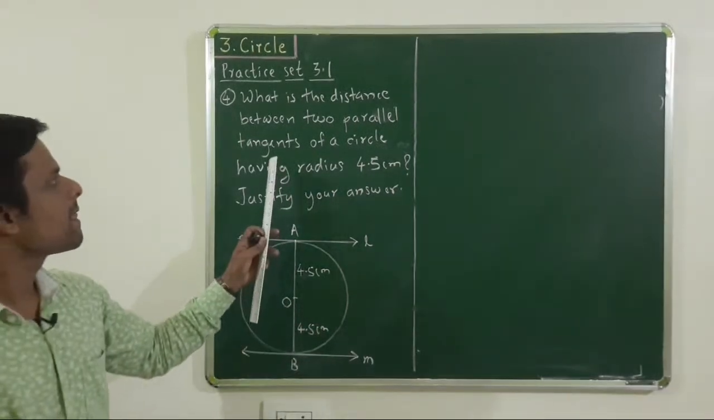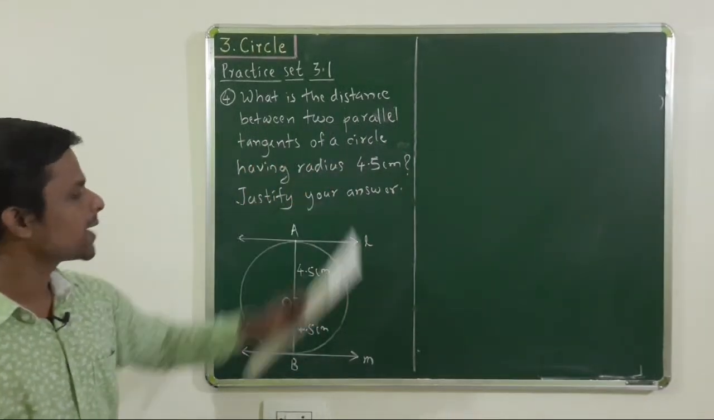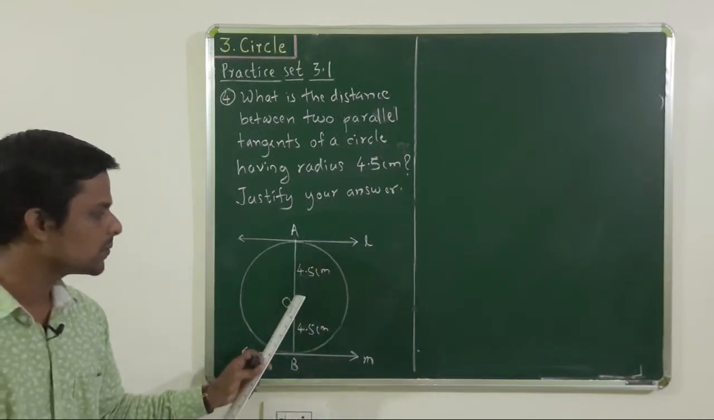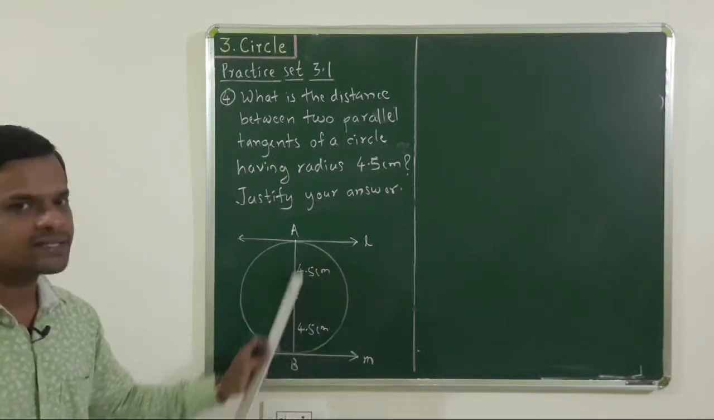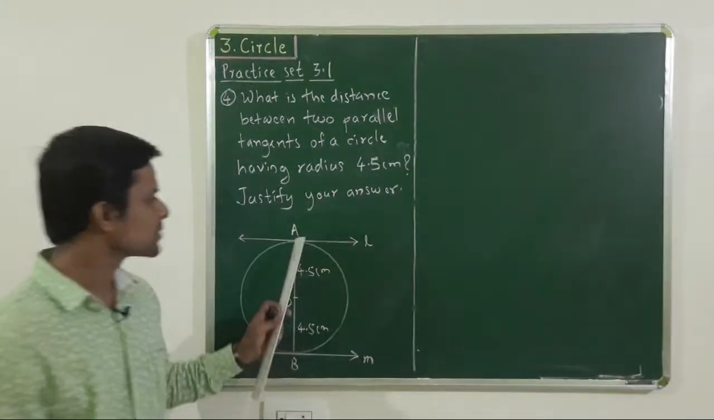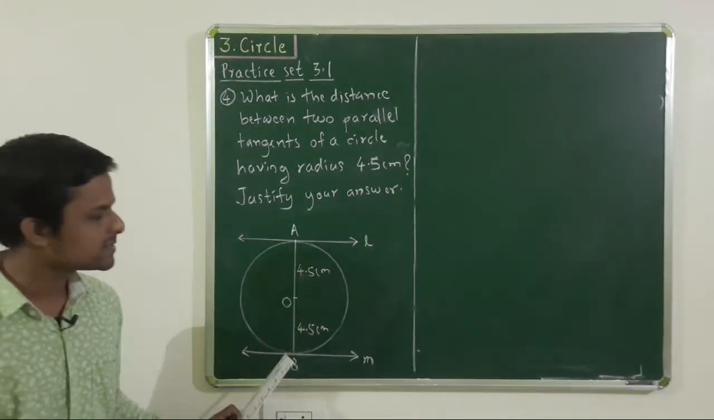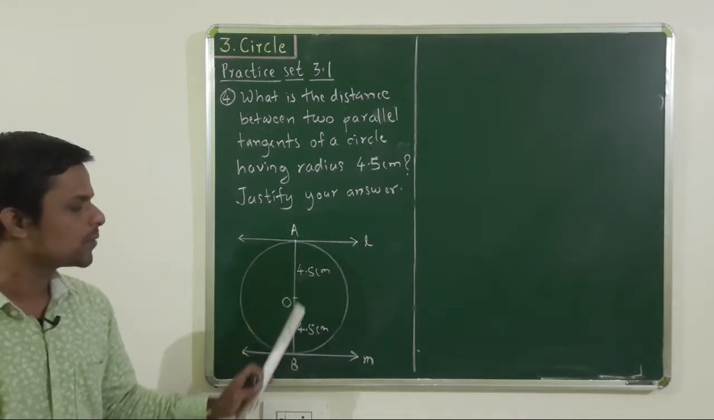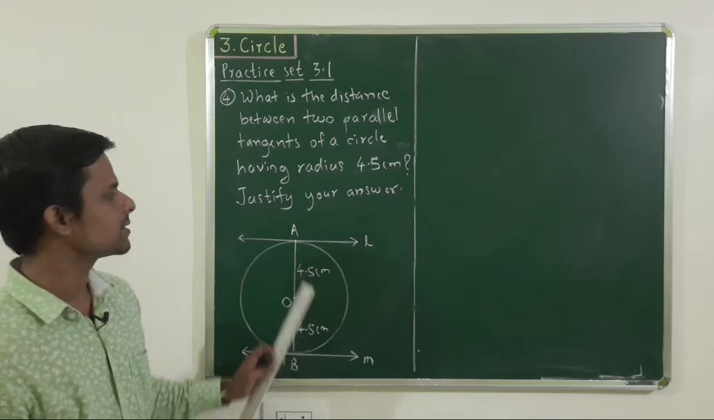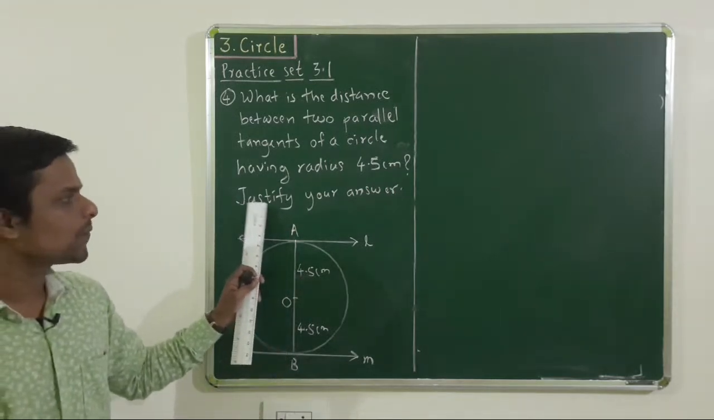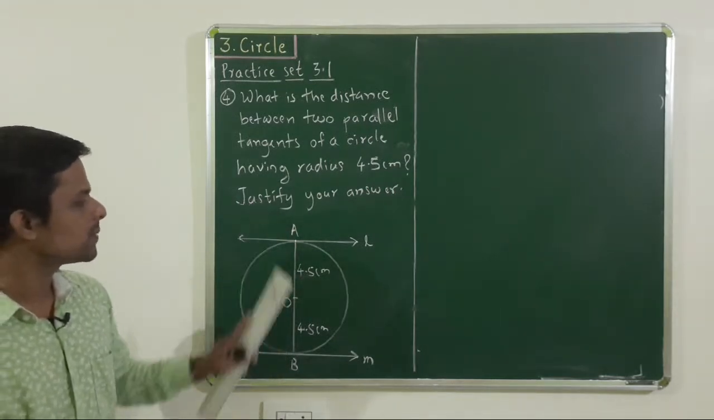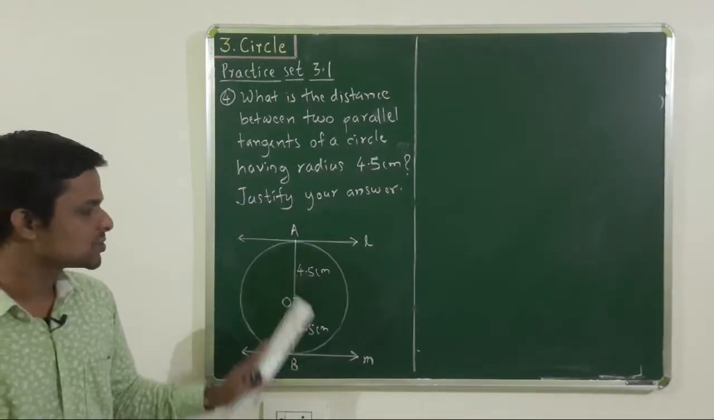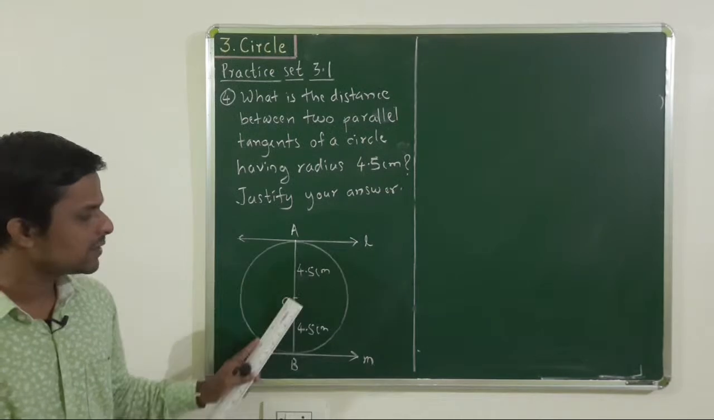What is the distance between two parallel lines? Distance between line L and line M, that is 4.5 plus 4.5, that is 9 centimeter. Answer is very simple. Distance between two parallel lines is AB, that is AO plus OB, that is 4.5 plus 4.5, that is 9 centimeter. But the question is justify your answer. This is the most important part of this question. We have to write justification why it is addition of these two, that is why it is AO plus OB.